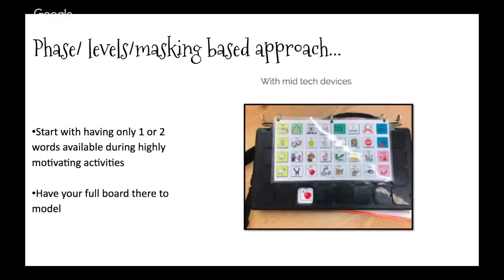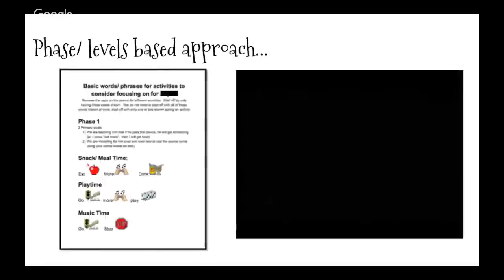And then this is the device that you saw earlier. And what we've done with one particular student that was having a very difficult time with having more than 4 or 5 buttons available at a time, because he would get so overwhelmed, is that depending on the activity, we would have certain buttons open that were specific to that activity. So again, that's that full board to model at the top.